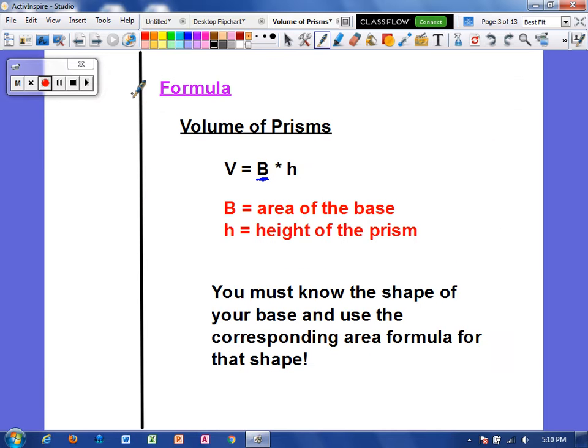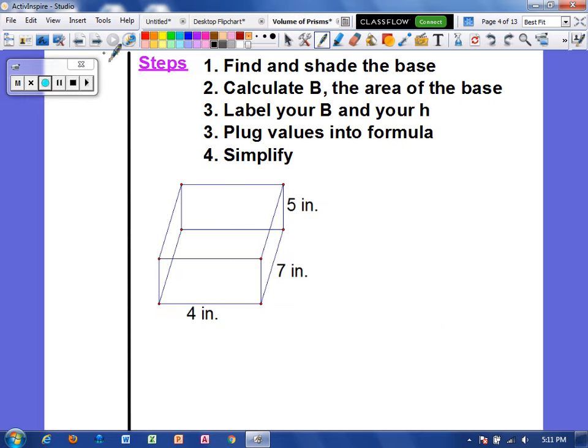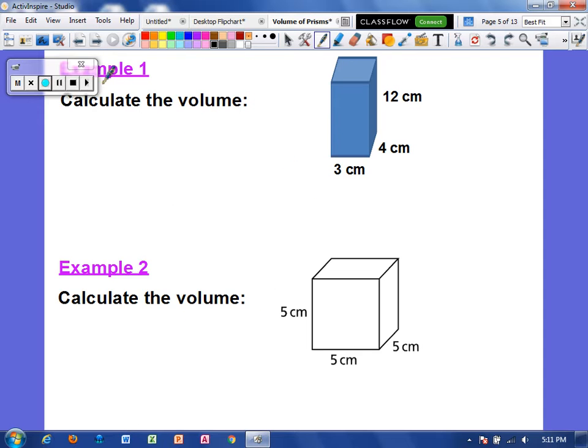Alright, so back to our formula. You're just going to find the area of the base, multiply it by the height of the prism, and that's going to find the volume. Okay, so the first thing you want to do is identify the base. Then you're going to calculate the big B, which is the area of the base. And we're going to label the area of the base and the height, and then we're going to plug the values in to multiply and solve from there. So let's do some examples together.